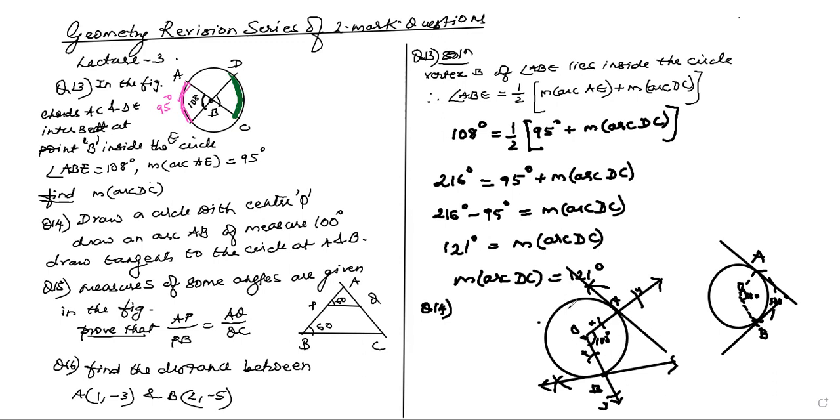Then I draw a tangent. They say draw tangents at A and B, and I draw them. Got it? They have not said intersecting and all. Just draw tangents at A and B. I have drawn it.